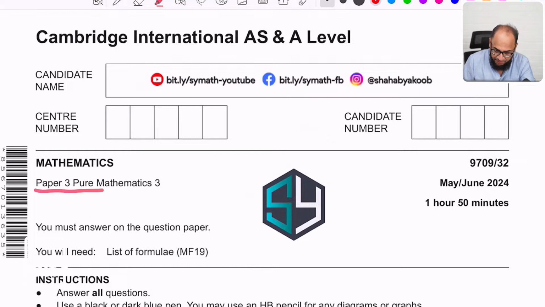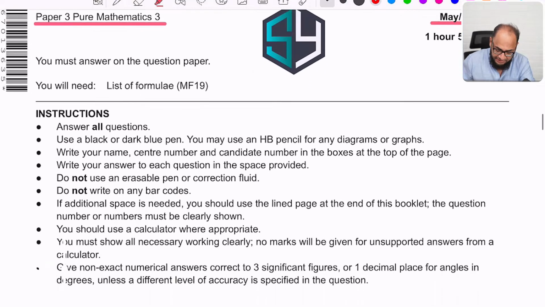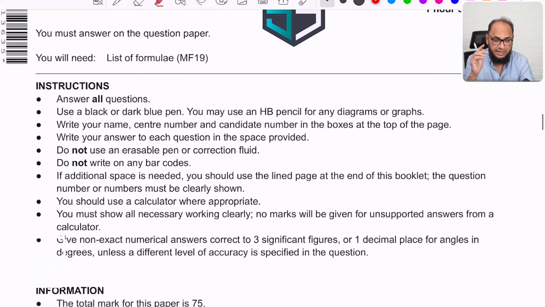So this is a P3 paper. And this is of May, June 2024. And this variant is 32. So the second variant. Now, the first thing is when we start with a paper, what exactly do we have in mind? Of course, the anxiety is there. But the main thing is that in the best possible time, you have to complete the paper.